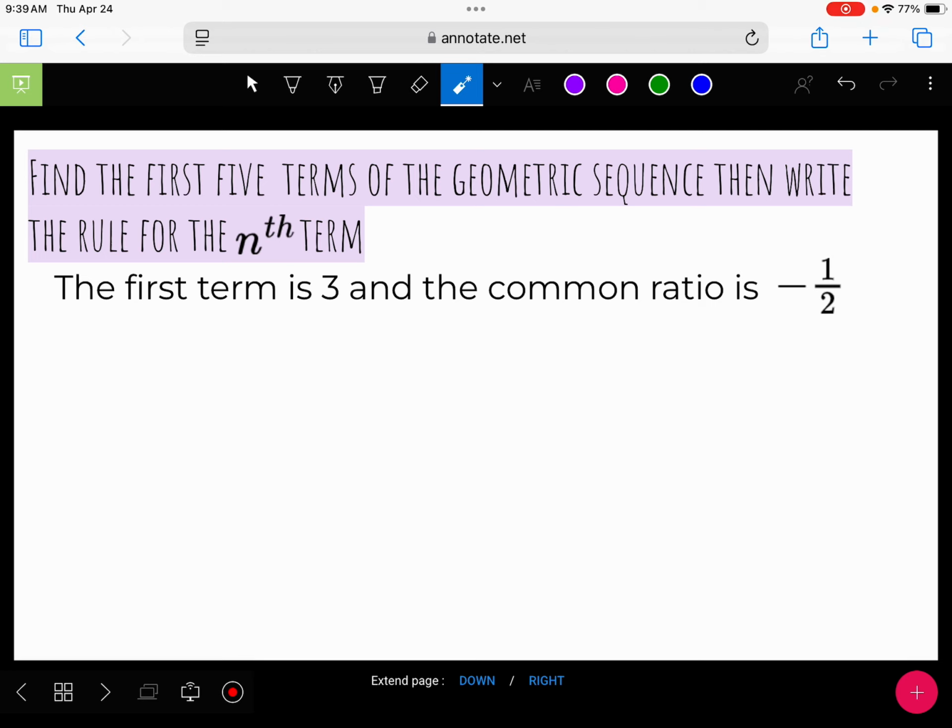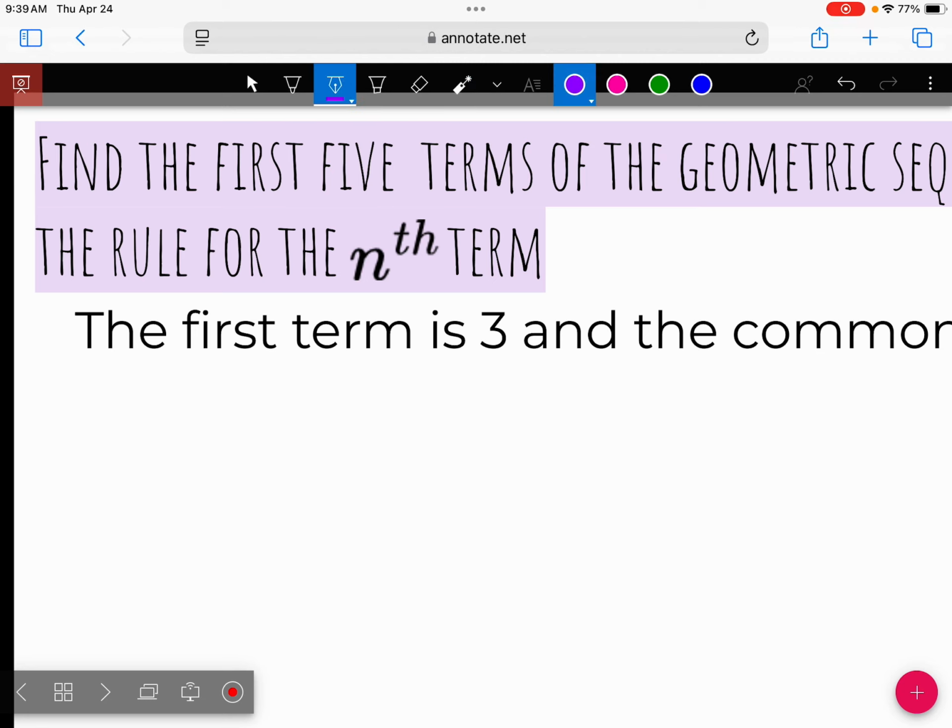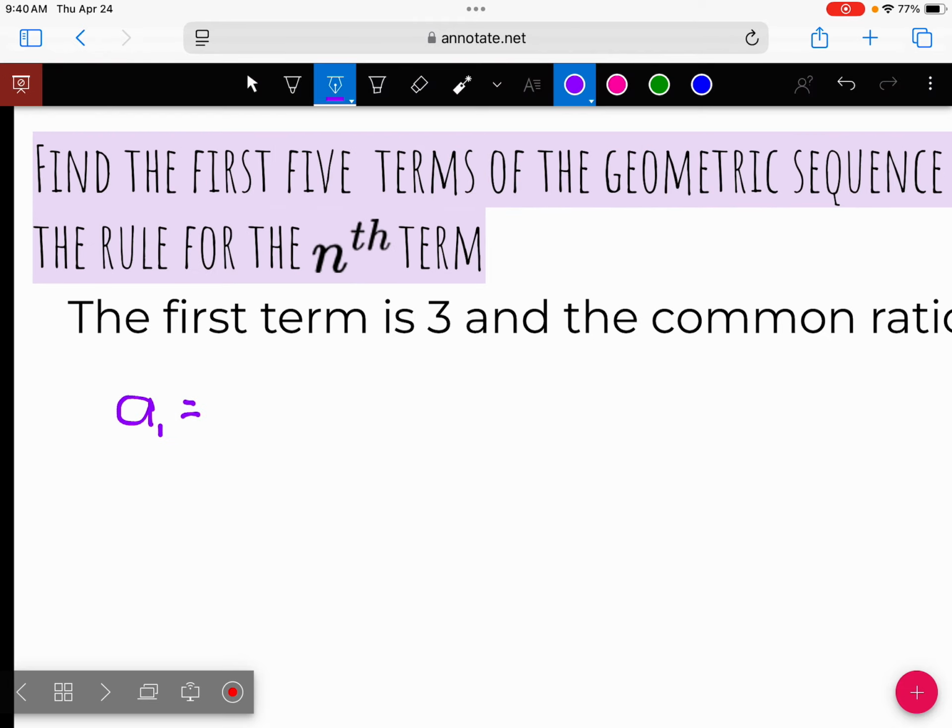Let's look at one more. So we're going to find the first 5 terms of the sequence. So we're going to do n 1 through 5, or a sub 1 through a sub 5, and we're going to find our nth term. So they tell us that the first term is 3, and our common ratio is minus 1/2. So what's our a sub 1? It is 3. They straight up tell us our first term is 3. We are asked to find the first 5 terms.